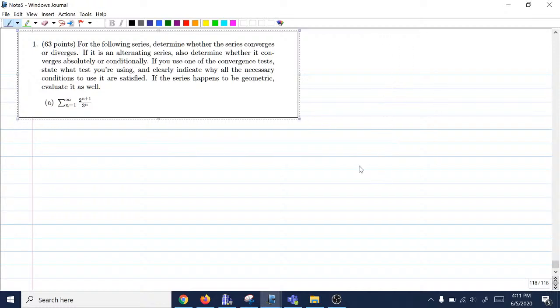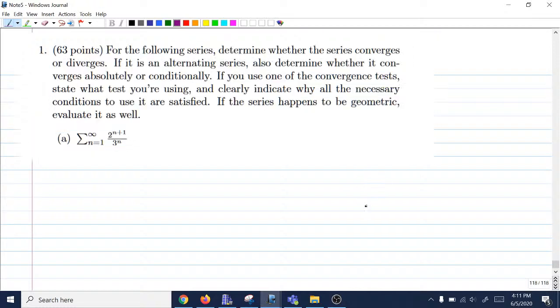There's lots of tests that work here. If you use the nth root test, if you use the ratio test, those will all work. The key thing to notice, though, is that this thing happens to be geometric. When the series happens to be geometric, I'm asking you to evaluate it. So being ready to notice that a thing is geometric, this is one of these places where the fact that it's geometric is a little hidden. This is 2 to the 1 times 2 to the n over 3 to the n. That's 2, a constant, times 2/3 to the n. A convergent geometric series.